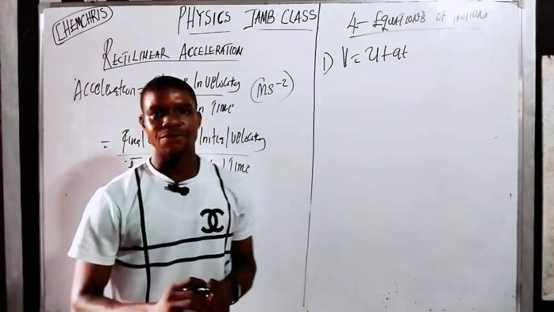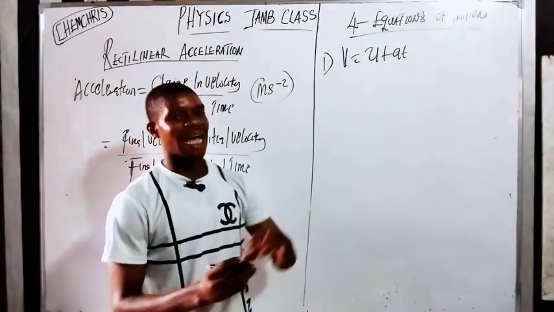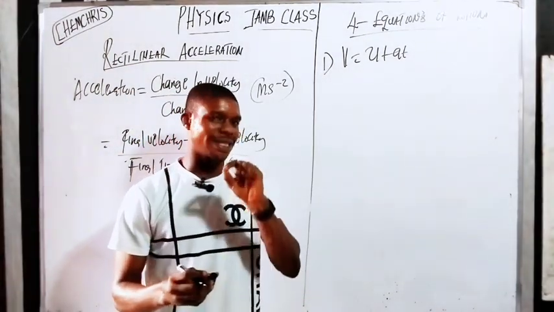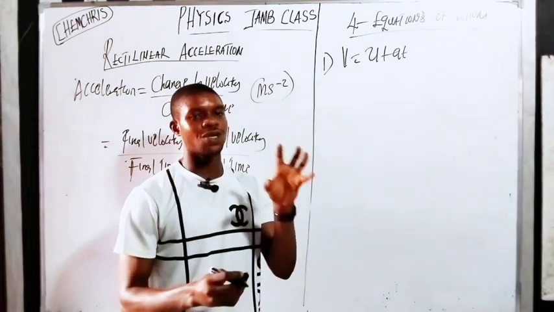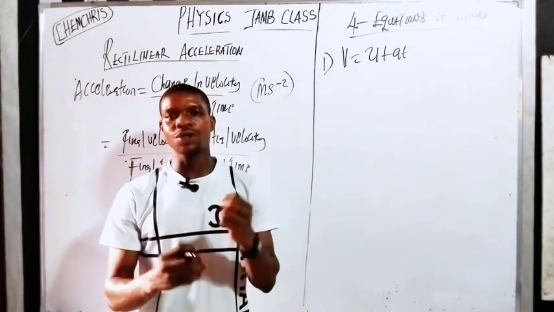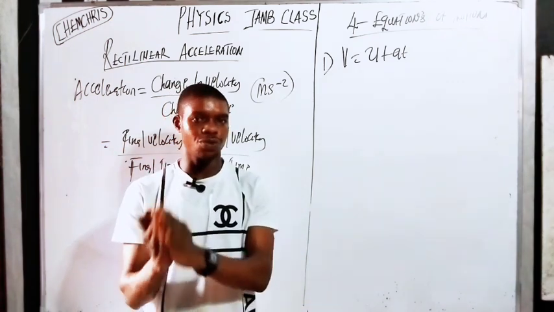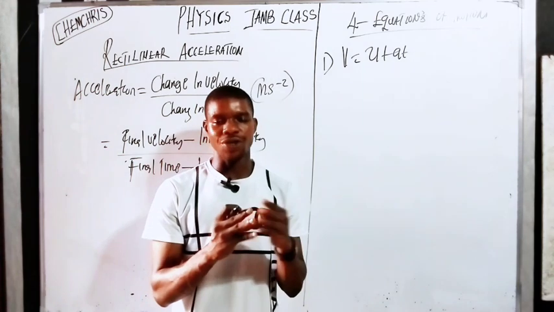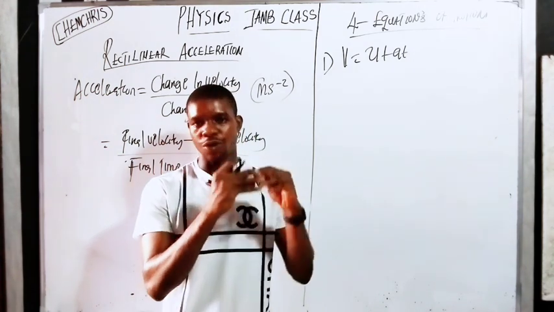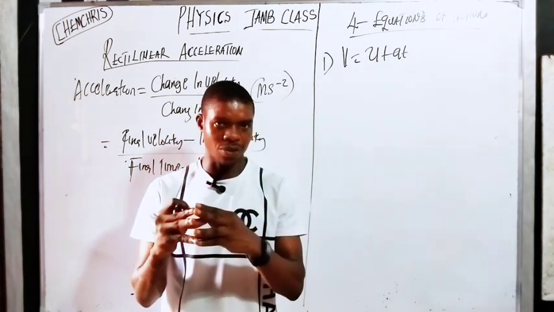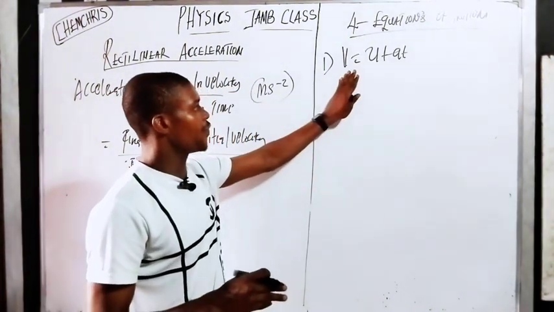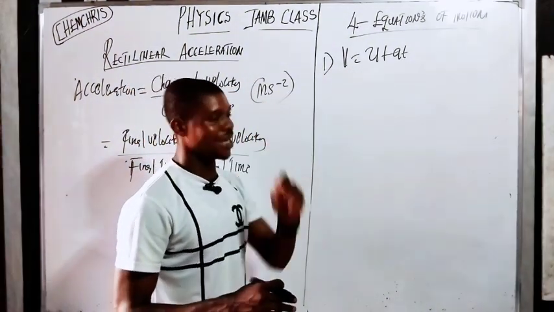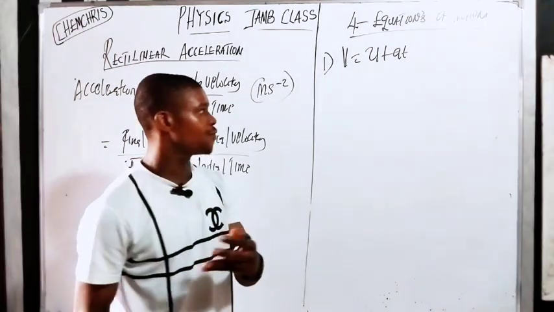Now let me say this here. There are ways in which these equations are derived, so I don't want to go into the derivation process. That is what I'm just giving to you. In your exam, you'll not be asked to derive anything. You always look at the question and see which equation you can use for that question. Do you understand? So v equals u plus at, which we are going to define as we move on.